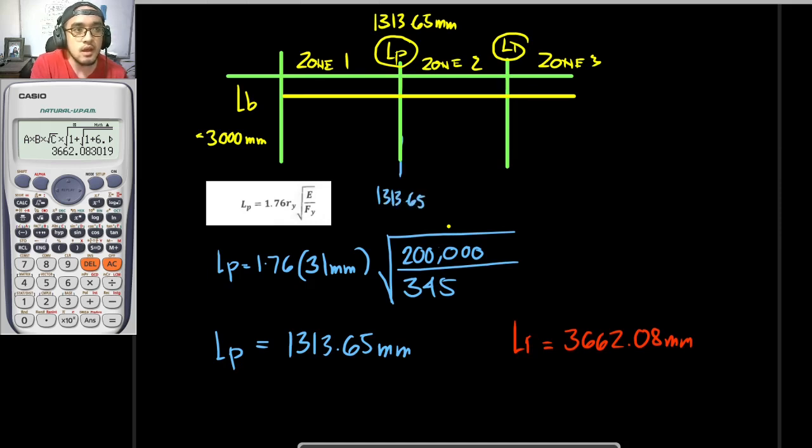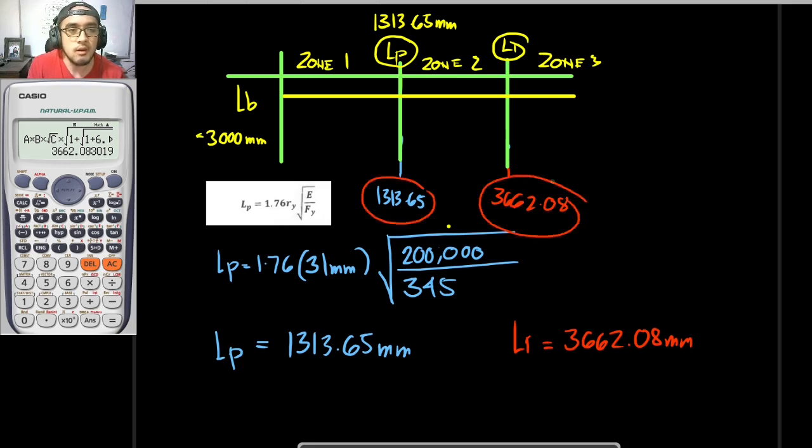So meaning this limit right here, LP, is actually equal to 1313.65, and this LR right here has a limit of 3662.08. So this would be your value for LP and your LR. Now that our unbraced length is equal to 3000 mm, it is safe to assume that we would be under zone 2. Why? Because it is greater than 1313.65 and it is less than 3662.08.